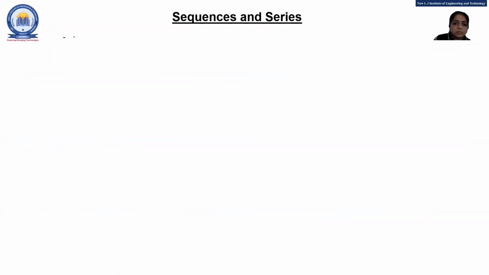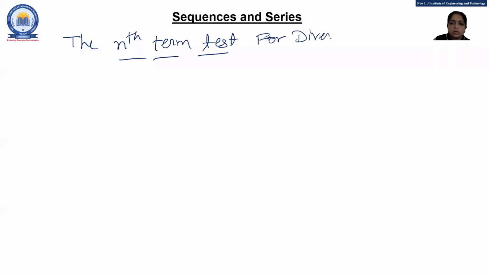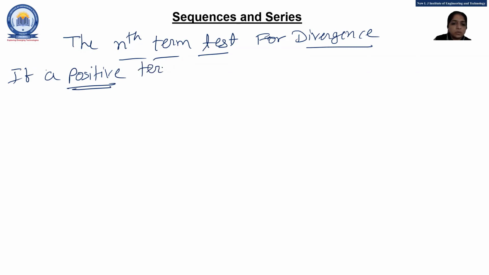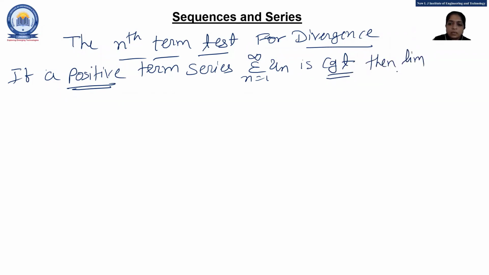The nth term test for divergence. If a positive term series, if a positive, this word is important, if a positive term series summation n equals 1 to infinity un is convergent, then limit n tends to infinity un equal to 0.